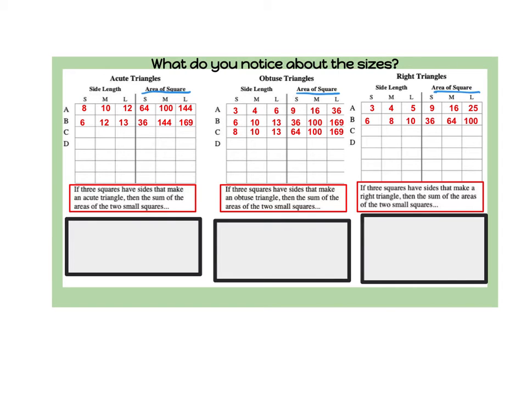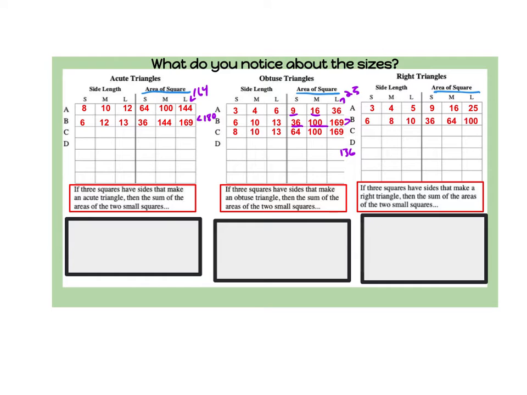Okay, so the pattern that I noticed is that on all my acute areas, if I add them up, so 64 plus 100, that is 164. So 164 is bigger than 140, and 36 plus 144 would be 180, and notice that that is bigger than 169. If I go over to the obtuse side, though, and I say 9 plus 16, well, that's going to be equal to 25. That should be less than your 36. And if I do 36 plus 100, that is 136. That is going to be smaller than 169.